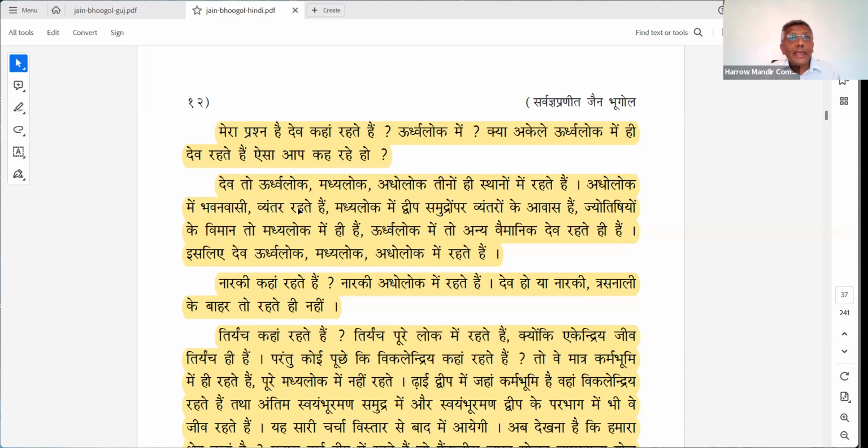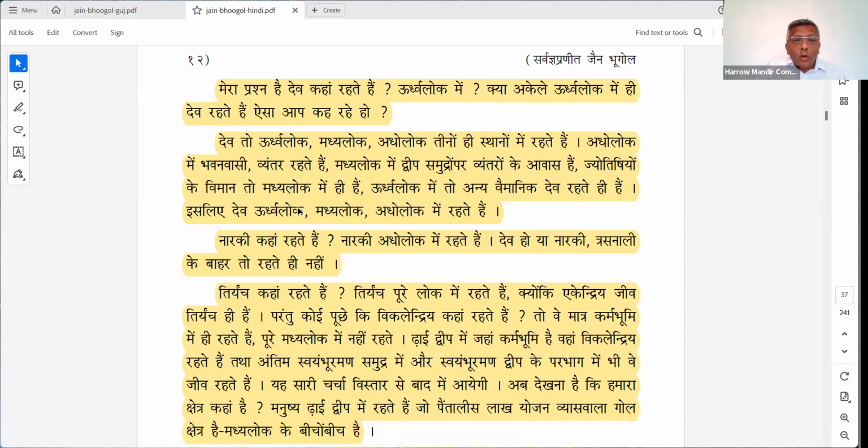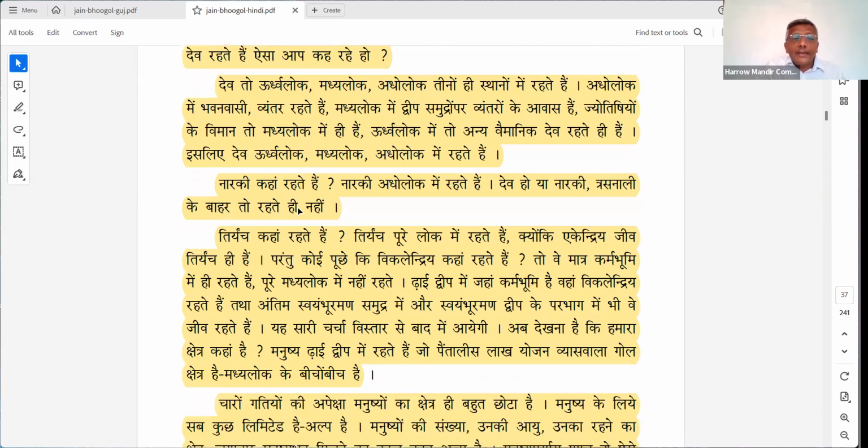But the vyantar dev, the bhavanvasi dev, they reside in the lower lok and in the middle lok. And the Vaimanik Dev, they reside in the upper lok. So that was a bit of a trick question. Urdhva lok mein to anya Vaimanik Dev rehte hi hai. Isliye Dev Urdhva lok, Madhya lok, Adho lok mein rehte hai.